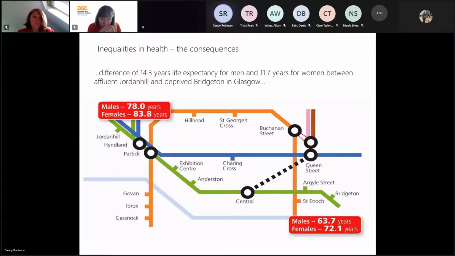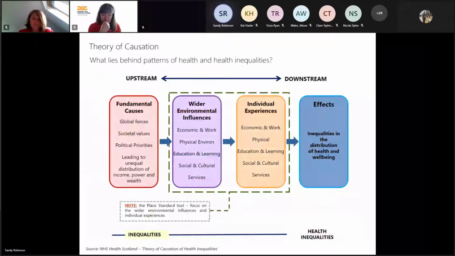in Scotland. And this is an example of how within a few miles across Glasgow, there is a difference of over 14 years in life expectancy for men. Much of that is to do with the sort of systemic inequality. And what we've been interested in is how the built environment and the social environment are connected to that.